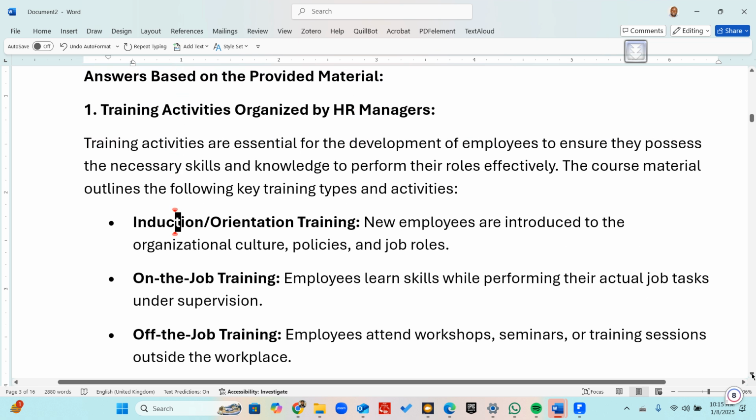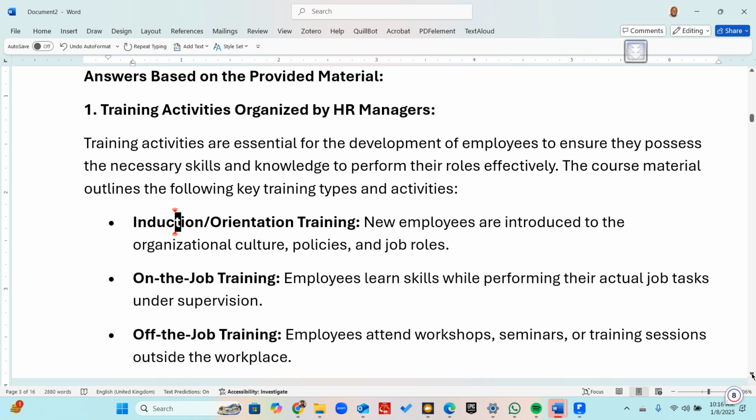So the first one is training activities. We have the induction, usually orientation and training. New employees are introduced to organizational culture, policies, job rules, requirements, training policies, conditions of service, routines, job tasks, introduced to company hierarchy, the important people, those they are reporting to, where they should work from, and the do's and don'ts of the organization by giving them an employee handbook or employee manual. So that's what the induction and orientation is for.